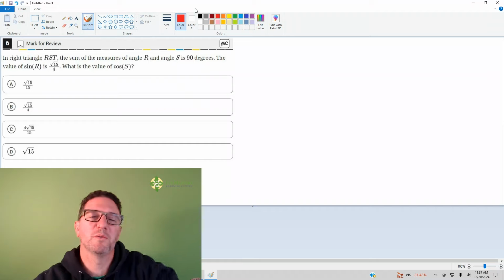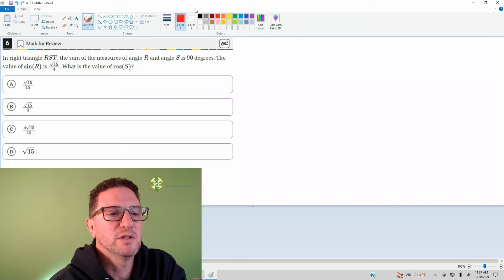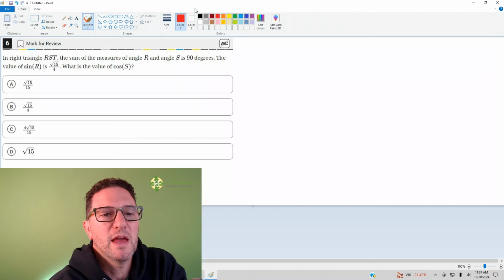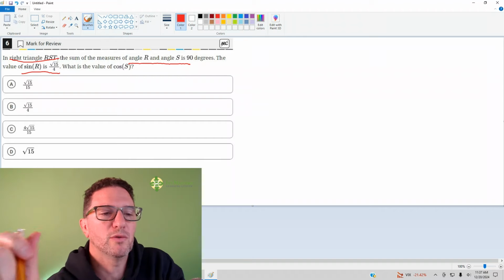Here's the sixth question from Digital SAT Test 3 Module 2B. This is our set of math questions. And it's saying that angle R and angle S is 90 degrees and it's right triangle RST. Sine of R equals root 15 over 4. And we need the cosine of S.